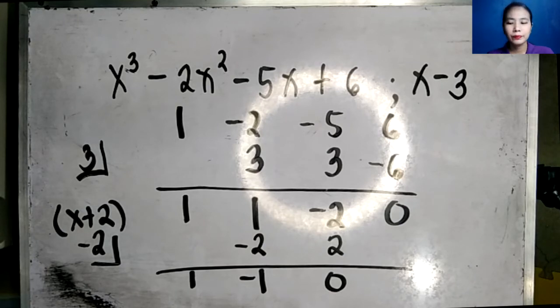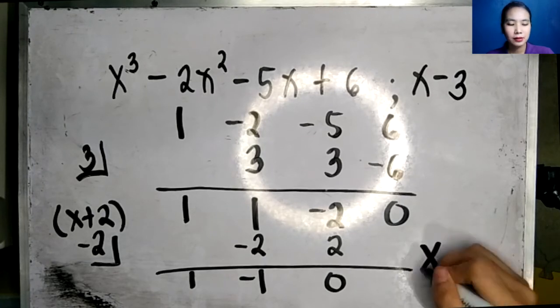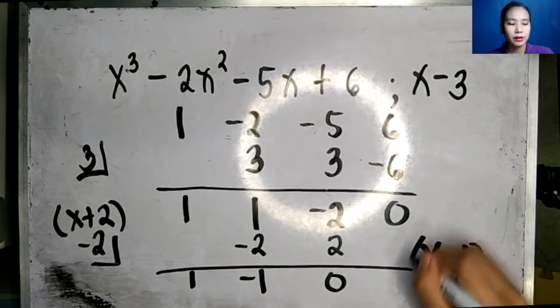Nakuha na natin ang ating x plus 2, given na rin ang ating x minus 3, isa na lang ang kailangan natin. So mula dito sa ating given, pwede natin kunin ang ating another linear factor which is x minus 1.